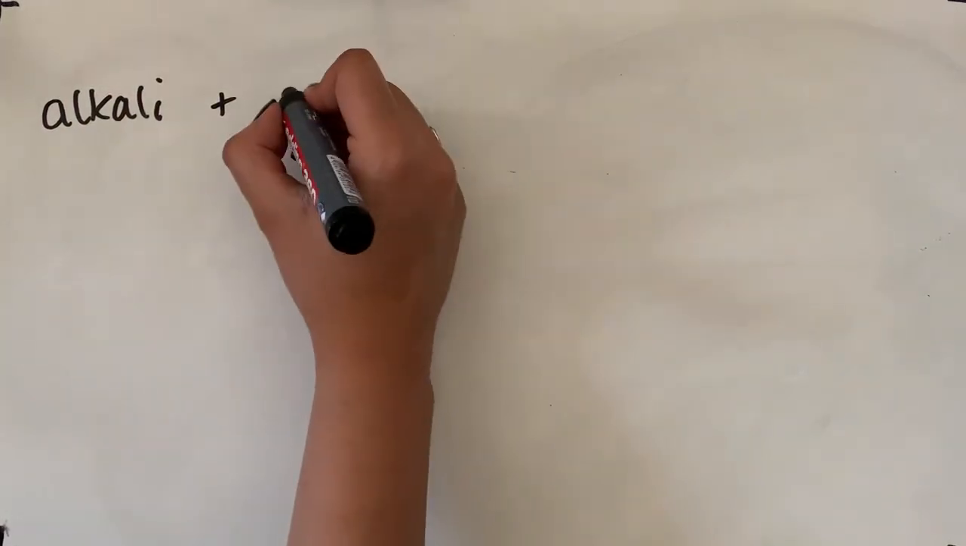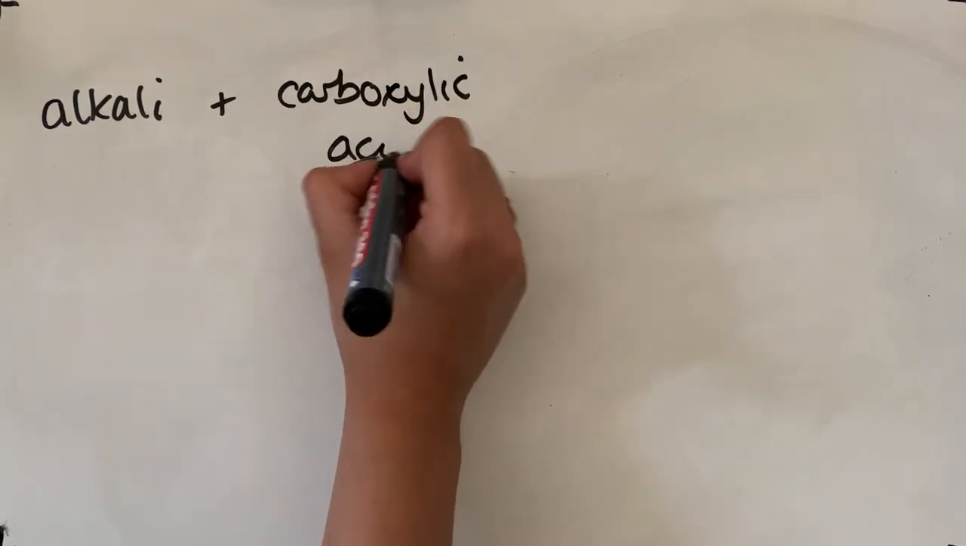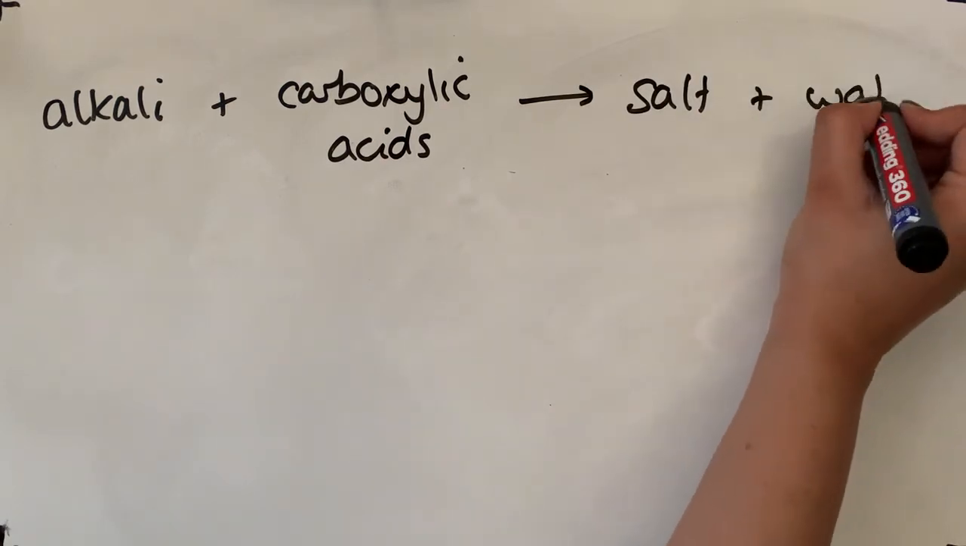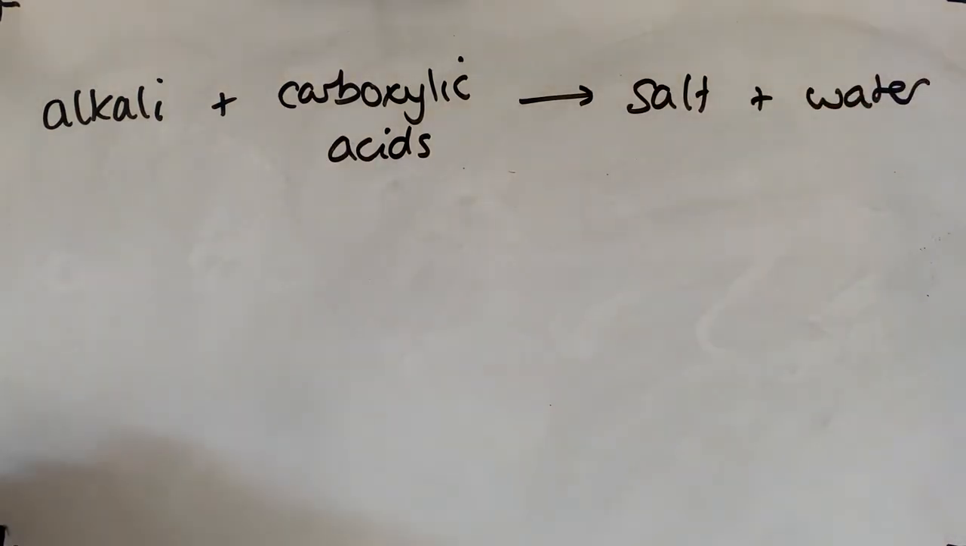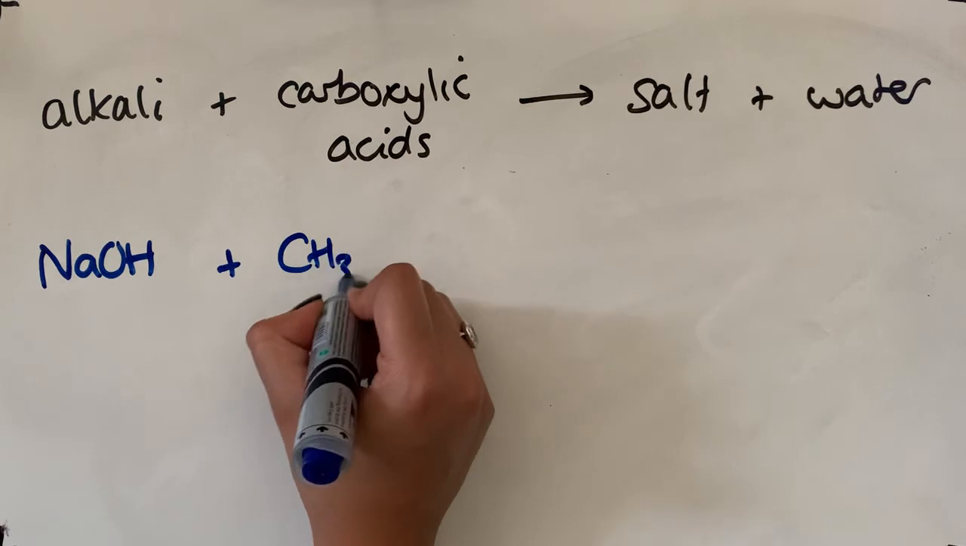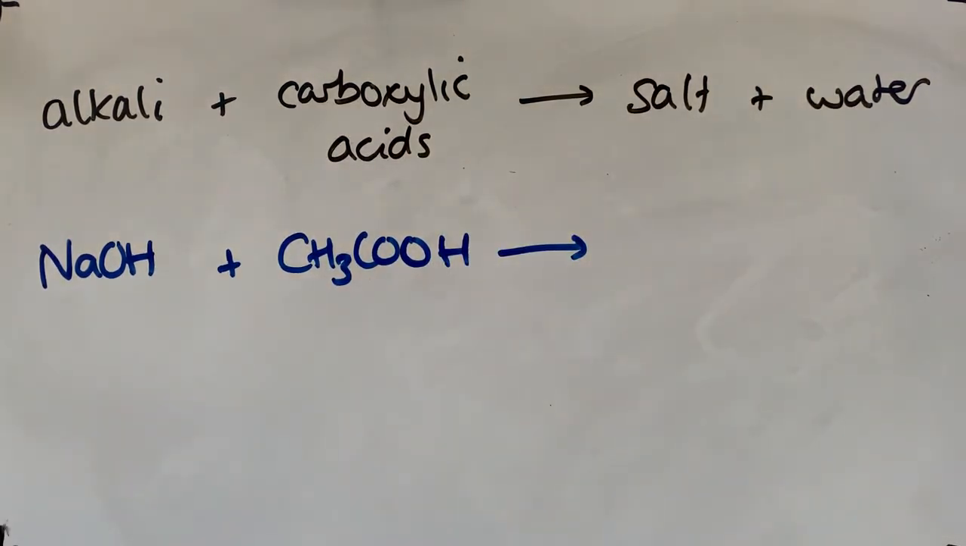So given that it's an acid, it will also react with an alkali. So alkali plus carboxylic acids. By alkali, I just mean metal hydroxides now. So again, these are neutralization reactions. You're going to form salt plus water. The alkali that I'm going to go for is just sodium hydroxide. So sodium hydroxide and ethanoic acid.